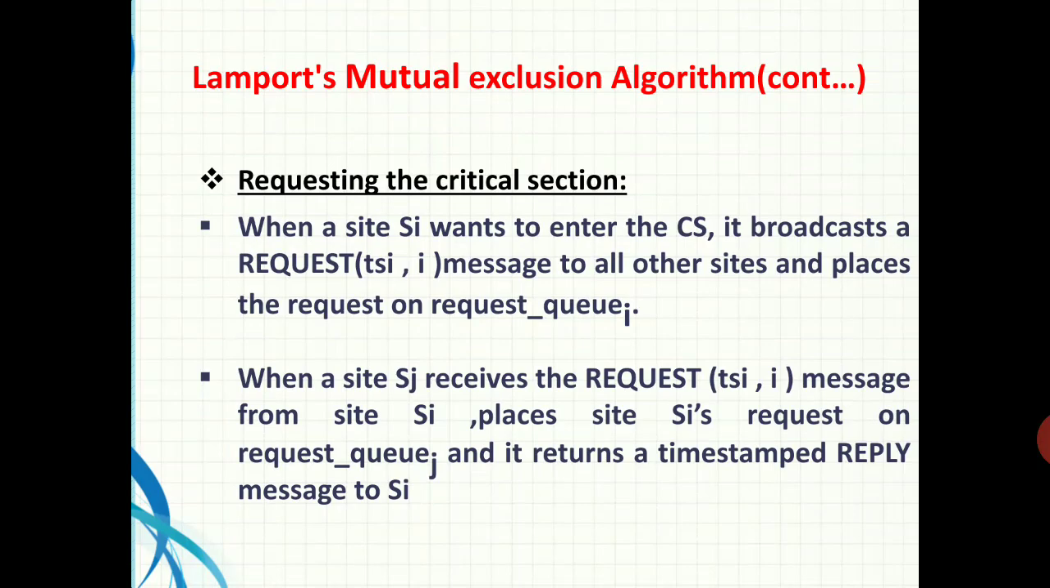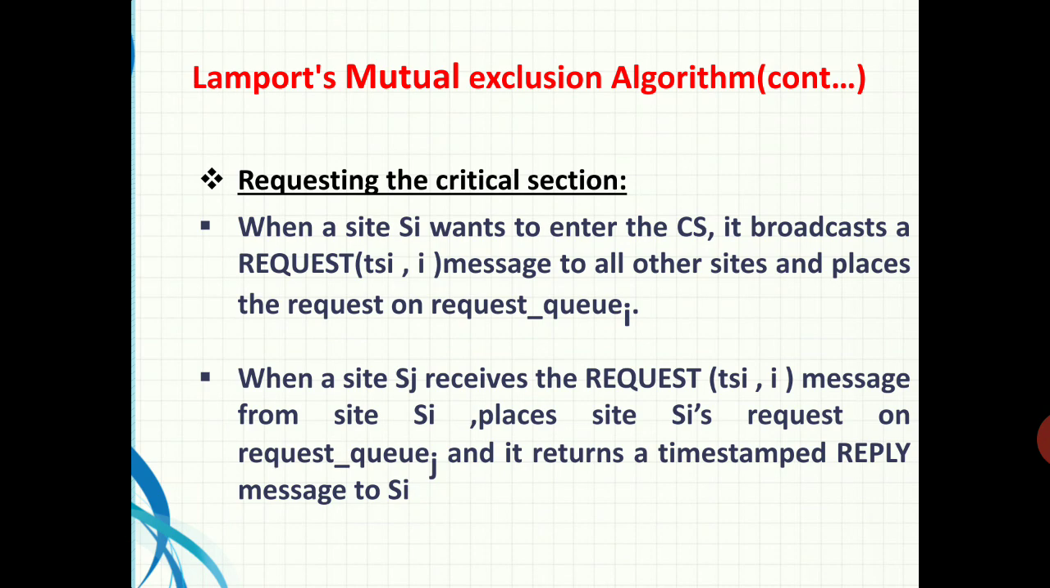That is, if a site wants to enter the critical section, it broadcasts a message which contains the timestamp of its logical clock and its process number. Here you can see that the request message contains two parts: the timestamp of the site Si and its number i. Then that request is broadcast to all the other sites in the system. Also, it is queued up in its own request queue.